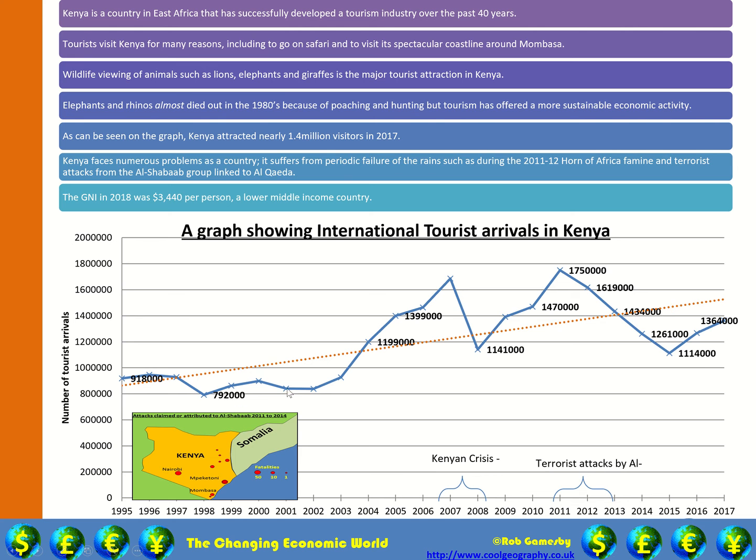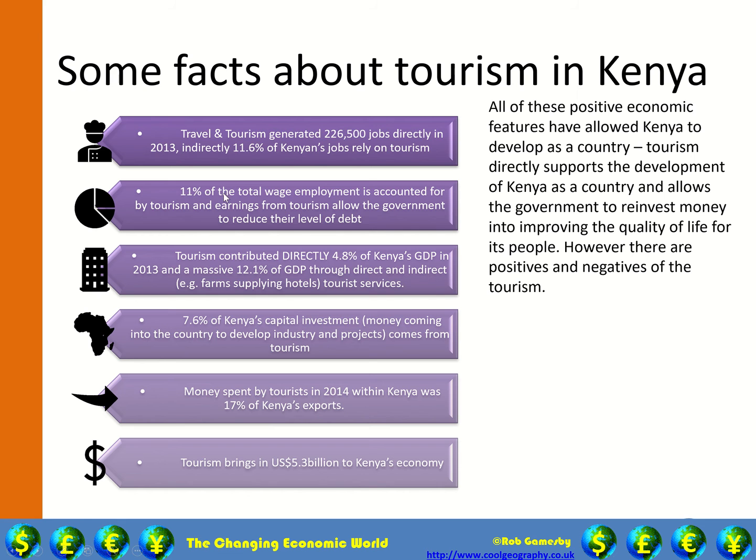And as you can see on the graph there, the numbers of tourists in Kenya have slowly gone up. There've been a couple of dips where you had crises and terrorist attacks and so on. But it is a lower middle income country with a gross national income of $3,440. So the tourism industry is very important to Kenya.